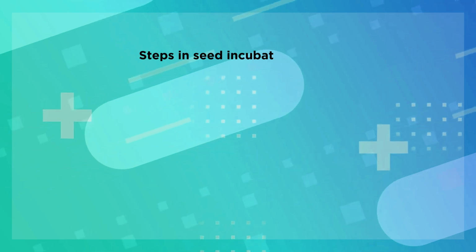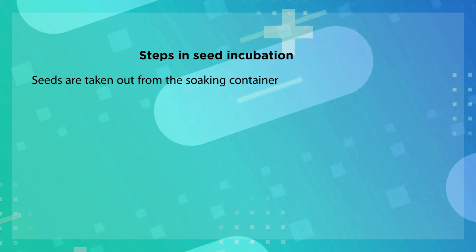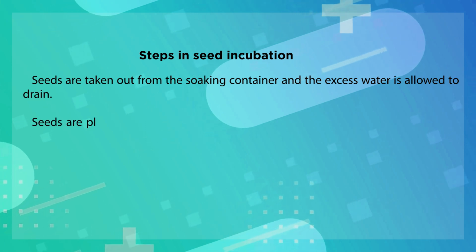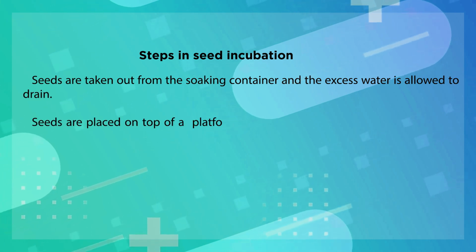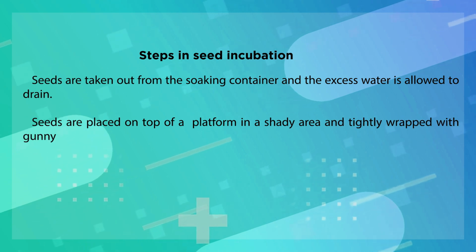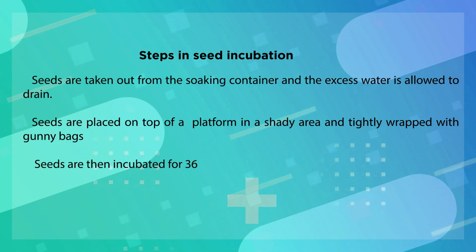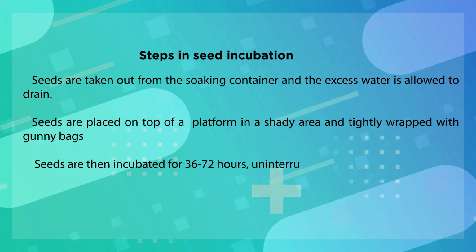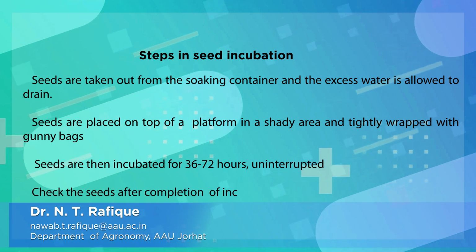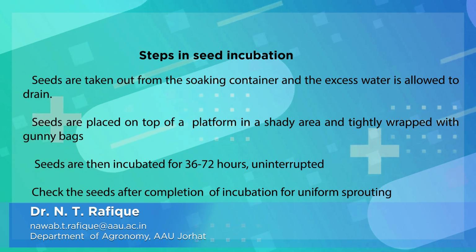Next, the steps in seed incubation. Seeds are taken out from the soaking container. Excess water is allowed to drain. Seeds are placed on top of a platform in a shady area and tightly wrapped with gunny bags. Seeds are then incubated for 36 to 72 hours uninterrupted. Check the seeds after completion of incubation for uniform sprouting.